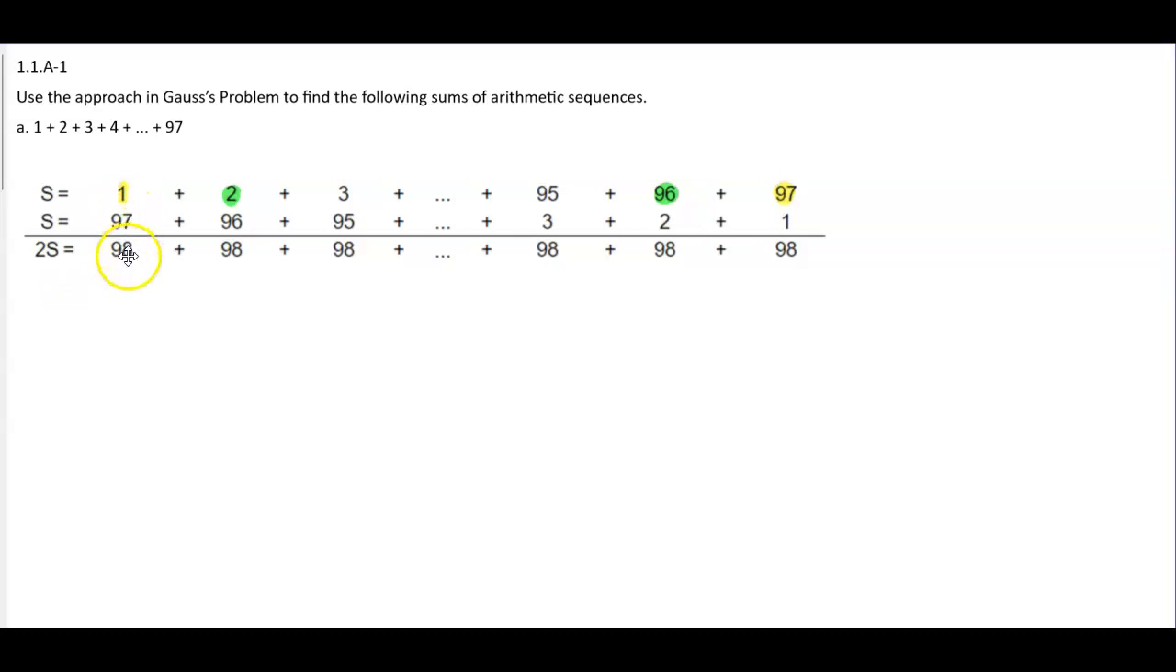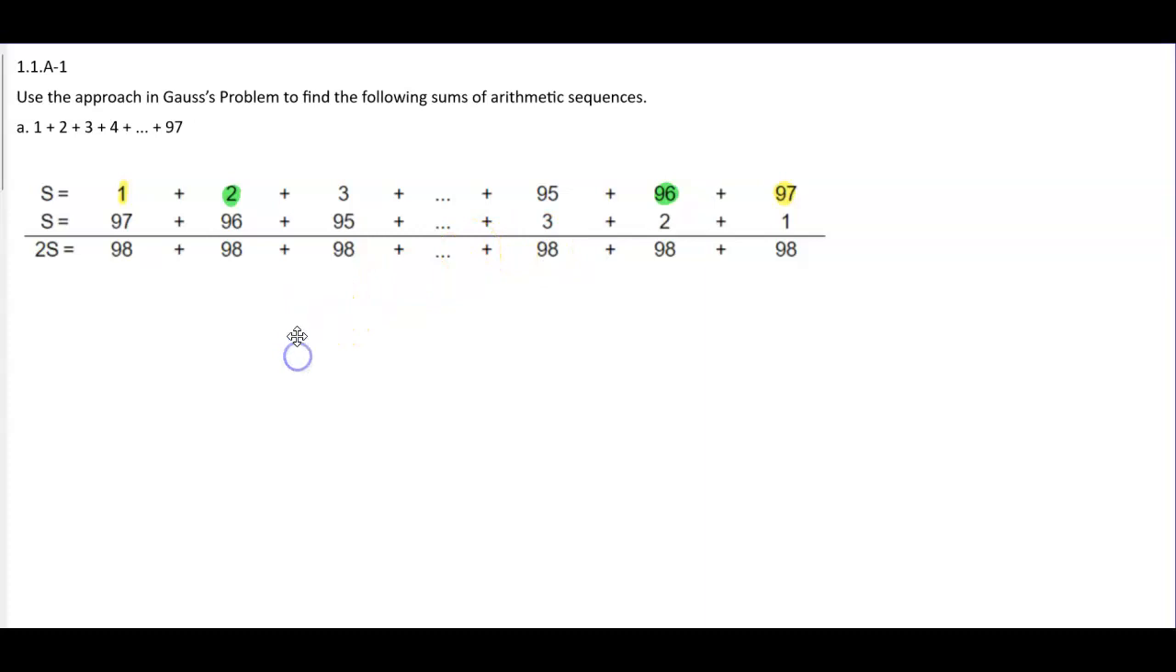97 plus 1 is 98. 96 plus 2 is 98. 95 plus 3 is 98, and so on. Now, there are a total of 97 terms in the original sum. There are also 97 terms in the sum of 2S. So when you add all these numbers up, you have 97 of them that are 98.